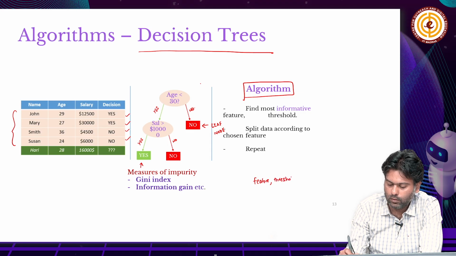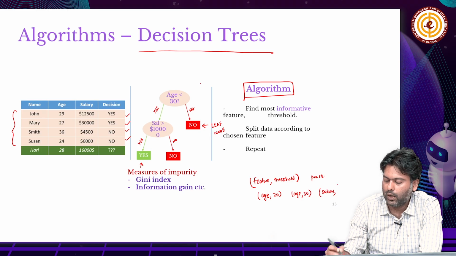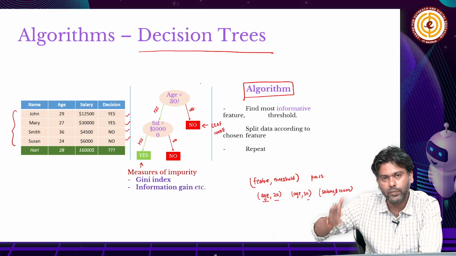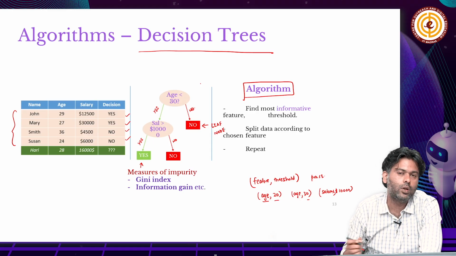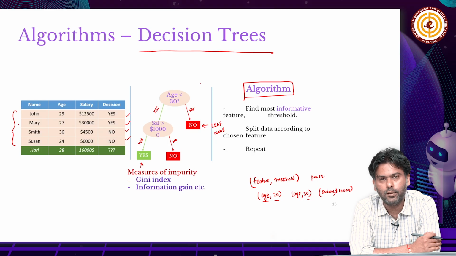threshold pairs, by which I mean, for instance, your feature can be age, your threshold can be 20, your feature can be age and your threshold can be 30, your feature can be salary and your threshold can be maybe $10,000, and so on and so forth, right? So for every feature there are multiple thresholds, and then you can ask the question, is the feature less than or equal to threshold, and see how good is that question for your data set.